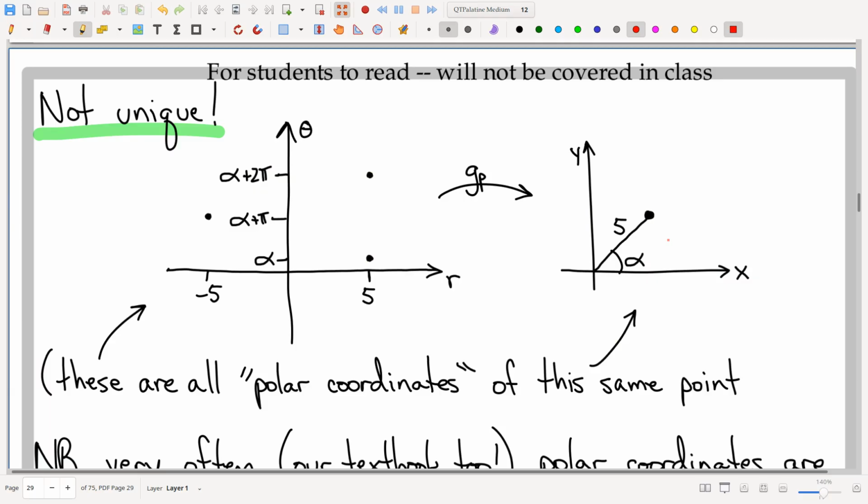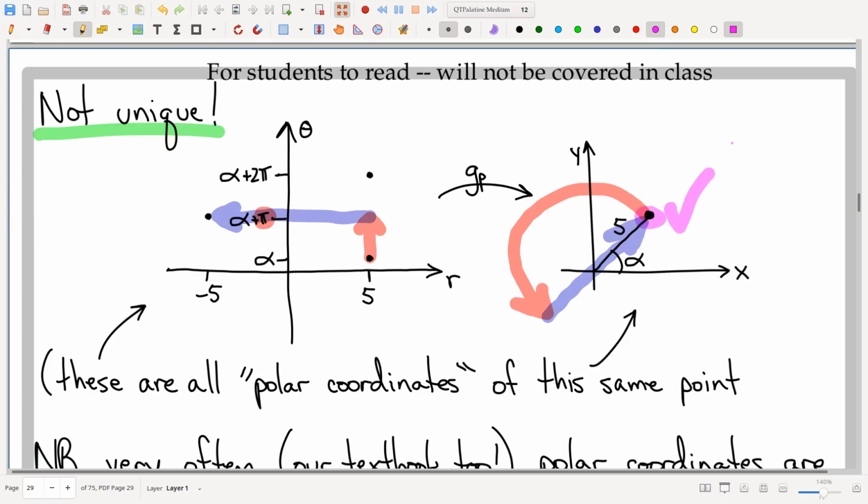Okay. Here's a variation. If you added just pi to your angle, what does that do? Well, if you add just pi, that gets you going exactly the wrong direction. It doesn't bring you back to the same direction. But notice, if you then also negate r, it gets you right back to where you had been. Right, so that's another way to come up with a different polar coordinate for a given point.